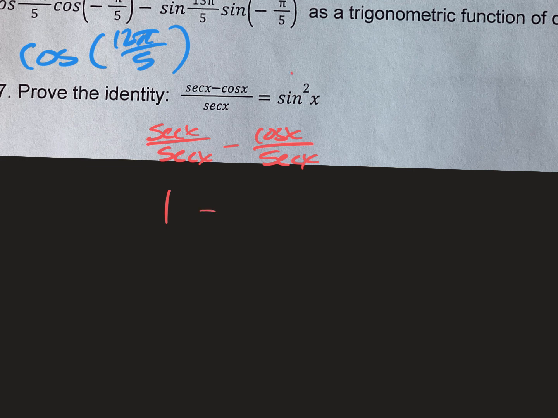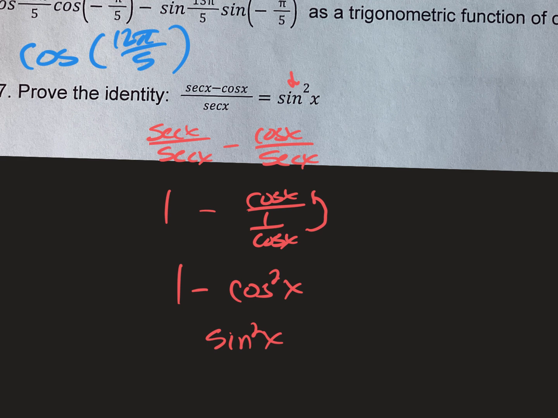And think about this. I'm trying to get sine squared. One thing I know about sine squared is it is the same thing as 1 minus cosine squared. So cosine over secant. Secant is 1 over cosine. So again, I'm going to do keep change flip right here. And if I do keep change flip, that gives me cosine squared. And 1 minus cosine squared is sine squared. Remember, on all those prove the identities, your answer is actually your work. Make sure you show every step on those.